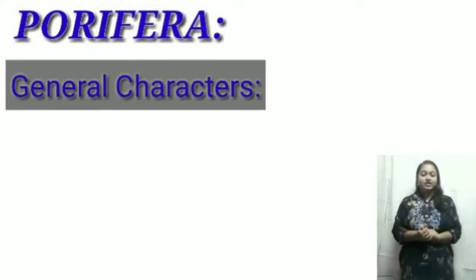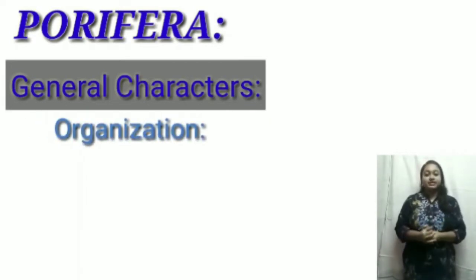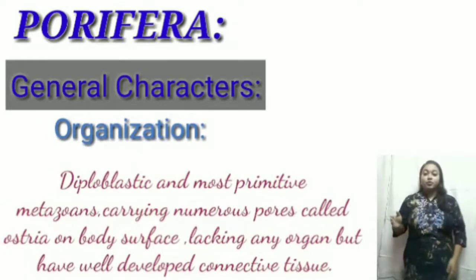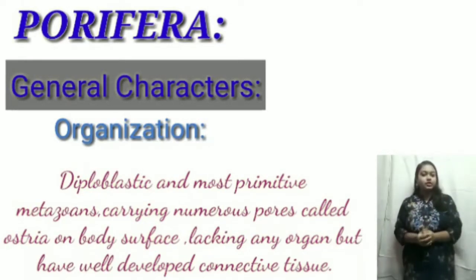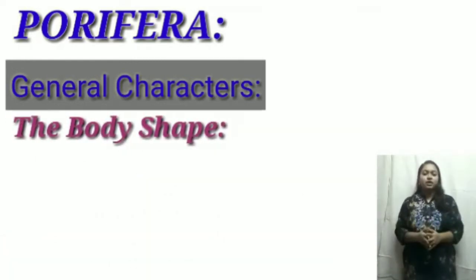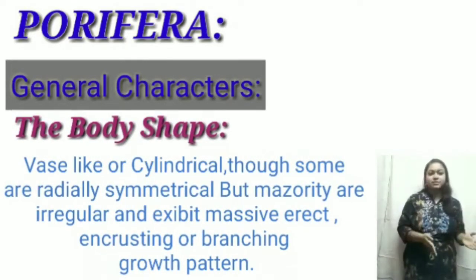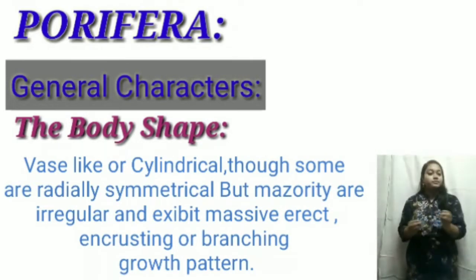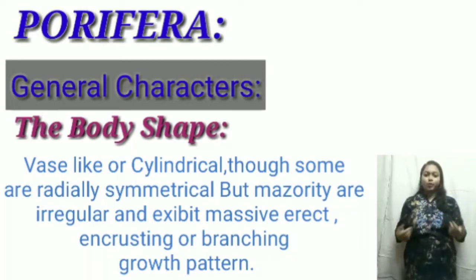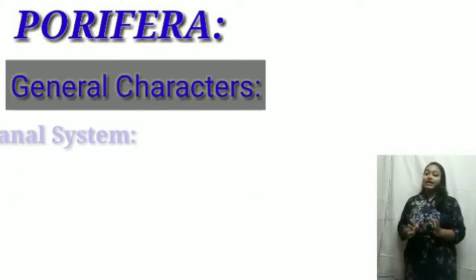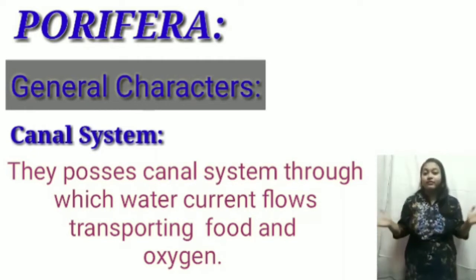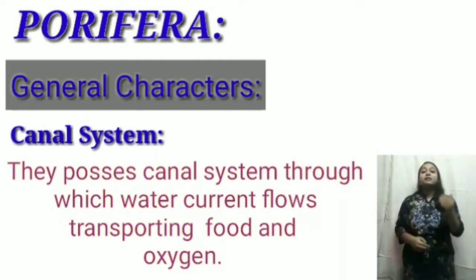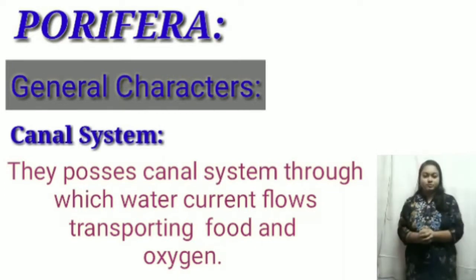The second point of Porifera is organization, diploblastic organization, which is ectoderm and endoderm. Outer part is ectoderm, inner part is endoderm. Then the body shape. Poriferans are basically vase-shaped or cylindrical. Some poriferans or sponges are massive, erect, encrusting and branching also. The next point is canal system. The poriferans show a well-developed canal system. Through the canal system, they transport food and oxygen also.